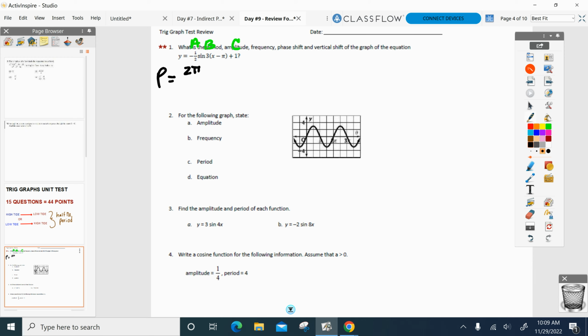So going back to the period, it's 2 pi over 3, the B value. And that's it. Usually we have to reduce or divide, but I can't do anything else.